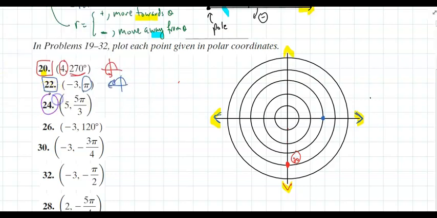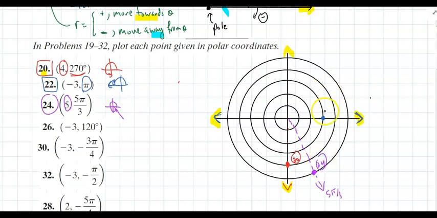When I look at number 24, 5 pi over 3, I rotate to 5 pi over 3. 5 pi over 3 is right there. So I am pointing in this direction. This is 5 pi over 3. If r is positive, I'll be in quadrant 4. But if r is negative, I'll be in quadrant 2. I'll move in that direction 1, 2, 3, 4, 5. And that would be number 24.